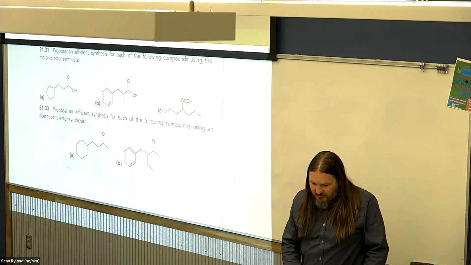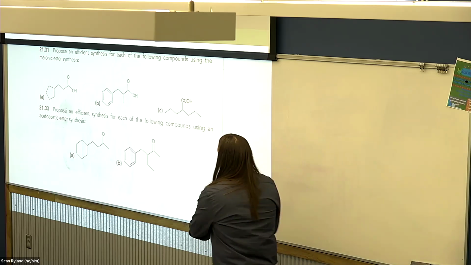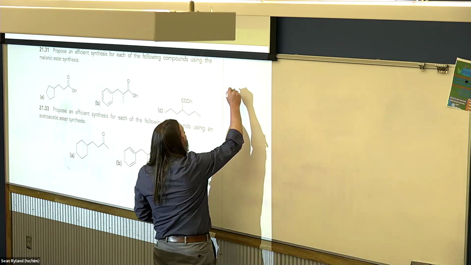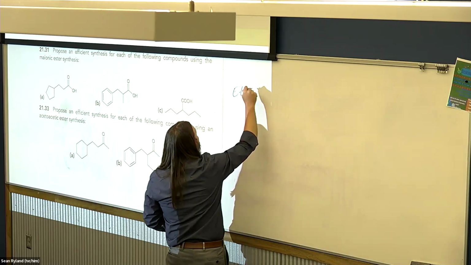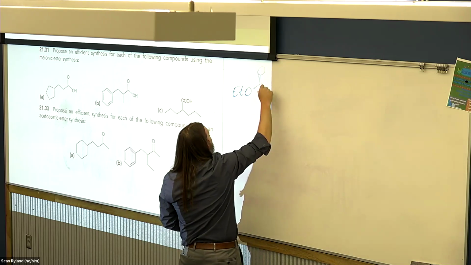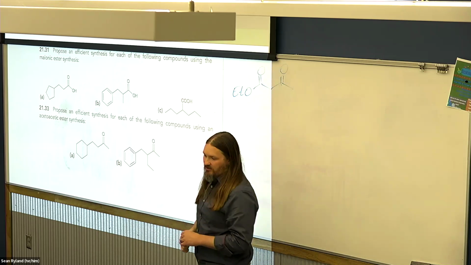All right, let's work on these bottom two. So a reminder that acetic ester is going to look very similar to the malonic ester. So this is ketone on that side.